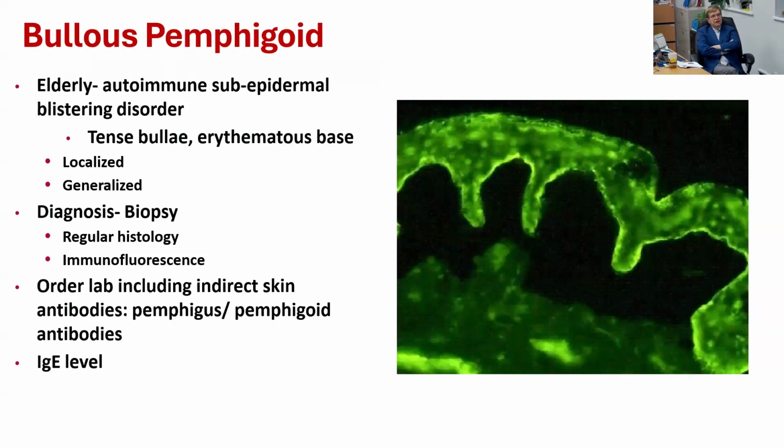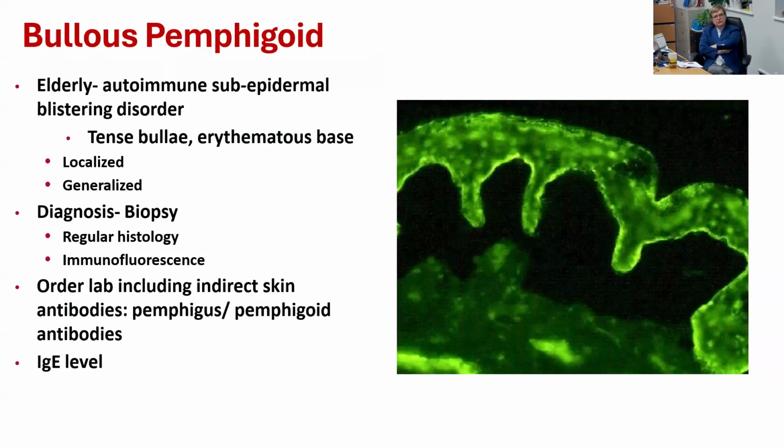And the telltale sign is this fluorescence where you can see it at the dermal-epidermal junction. You can see the line that goes down the rete pegs and ridges, and this is cut in cross section, so you're seeing the ridges at different levels, and the immunofluorescence is diagnostic. Elderly, autoimmune, subepidermal blistering disorder, tense blisters on a red base. Can be localized or generalized. Localized, I've seen mostly on the legs.